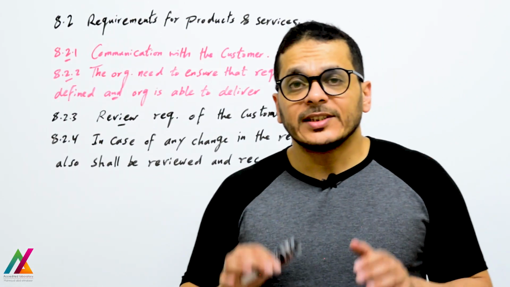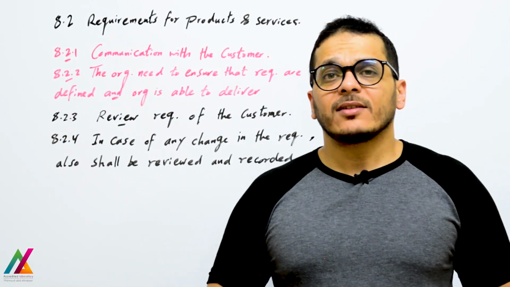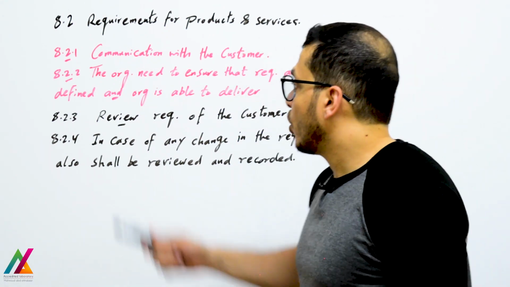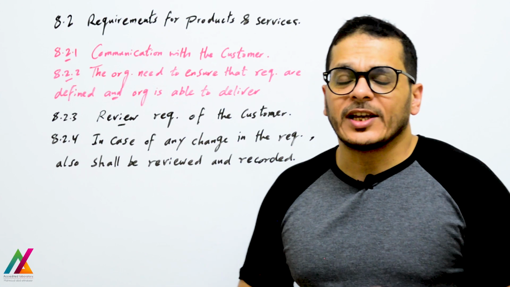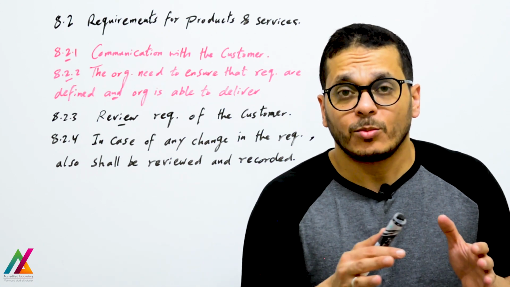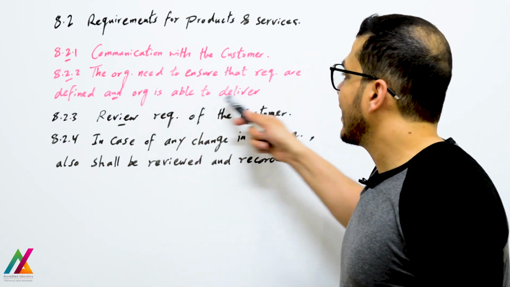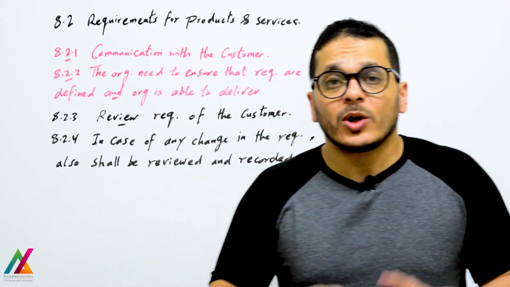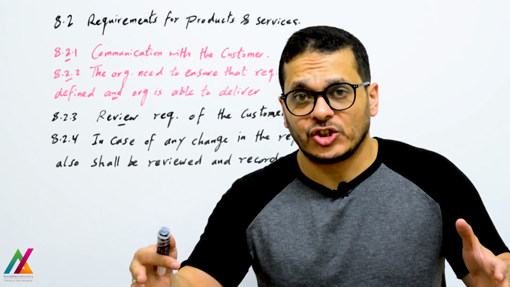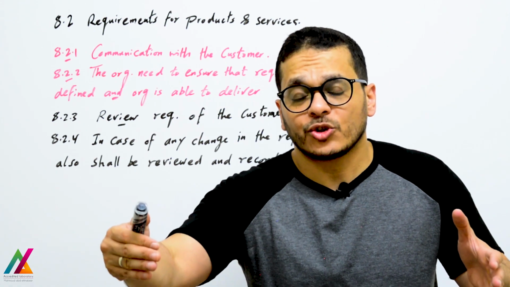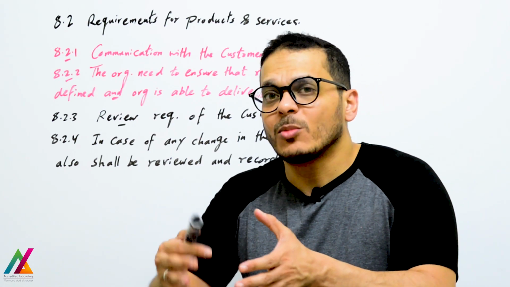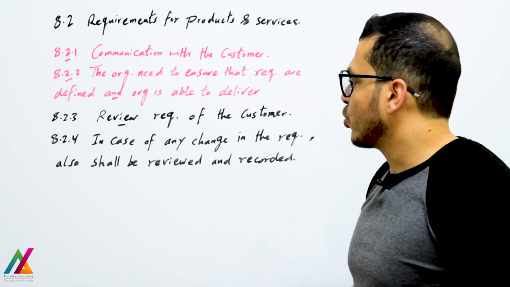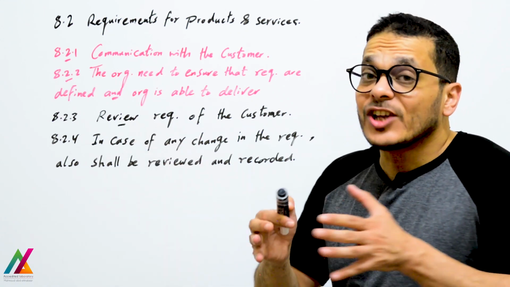number 8.2. To identify the requirements for product and service, the organization shall communicate with the customer, and after that the organization needs to ensure that requirements are defined well with the customer, and also that the organization is able to deliver this product or service, whether they have all resources required or they need some other resources, but they are able to deliver this product or service to the customer. And then they shall review.